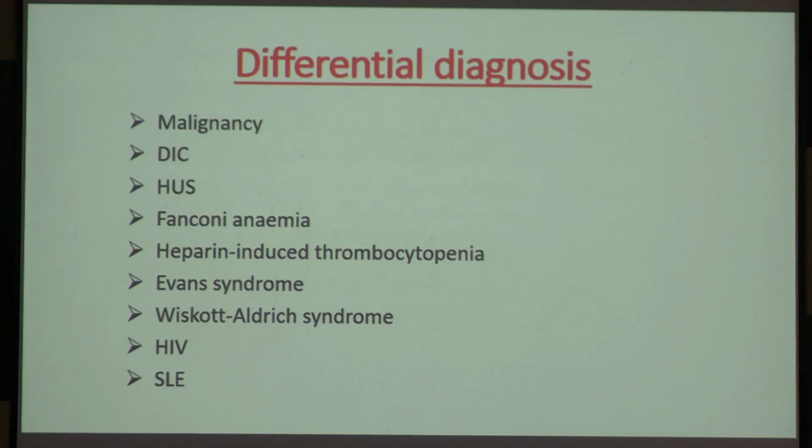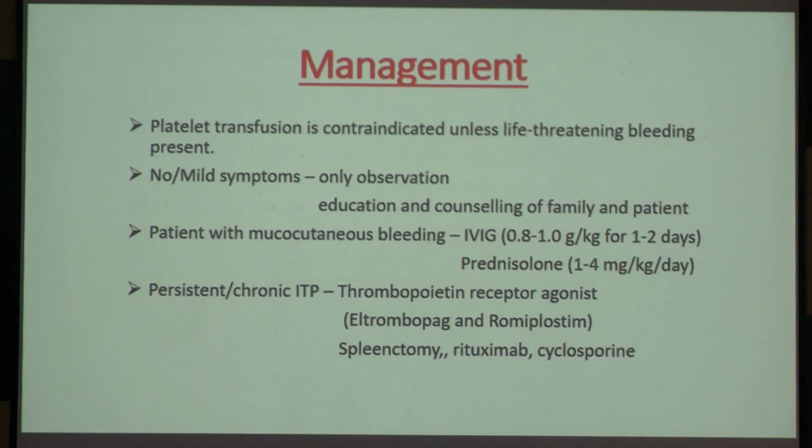In Wiskott-Aldrich syndrome, we will get small microplatelets. In ITP, we will get giant platelets. How to manage? Platelet transfusion is contraindicated unless there is life-threatening bleeding, platelet count less than 10,000. So, we will not transfuse platelets unless and until there is severe bleeding, platelet count is less than 10,000.